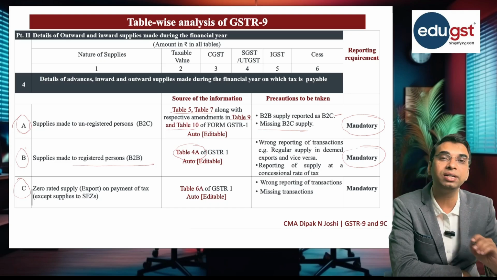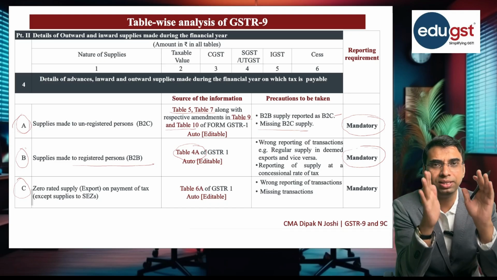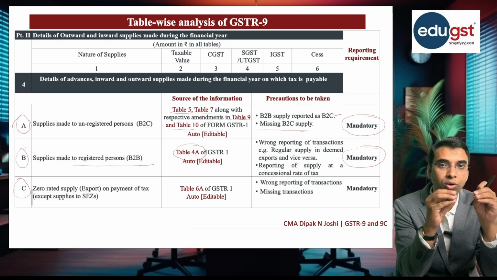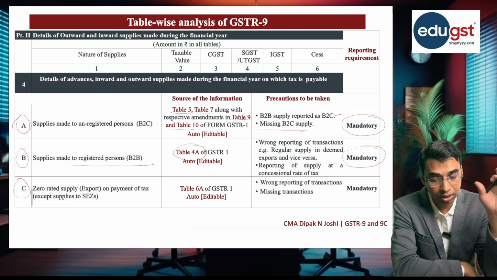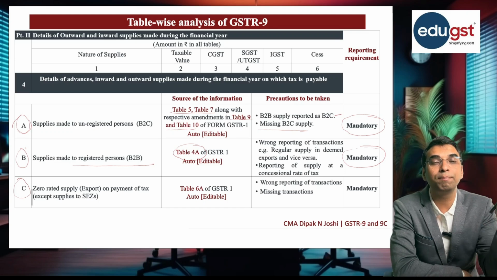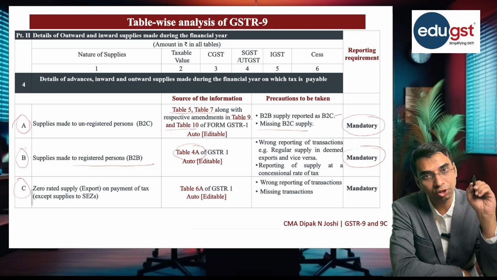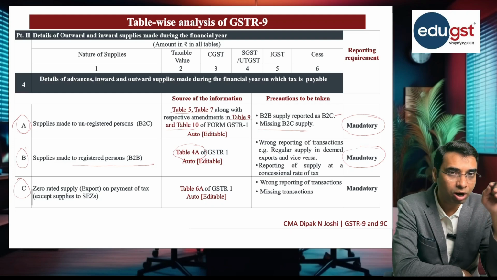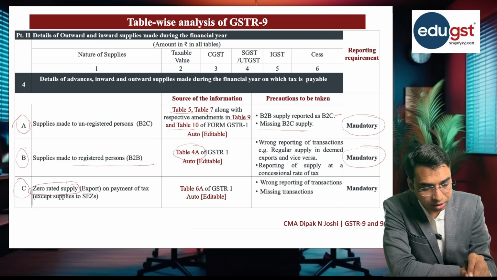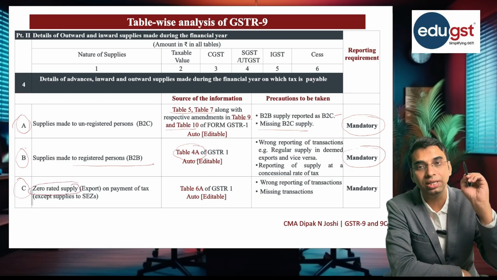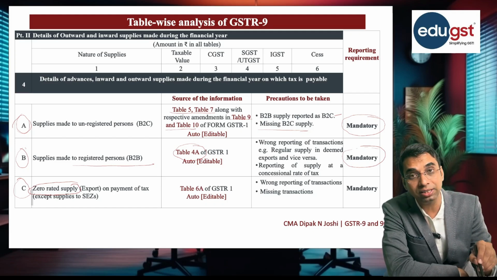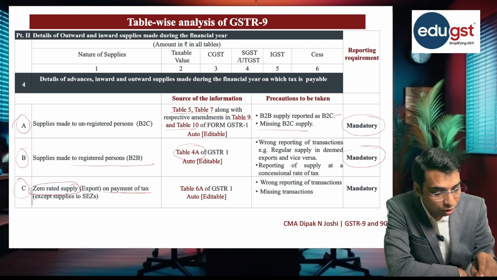Third is zero rated supply. Now what is zero rated supply? Zero rated supply is a special concept, a special levy under the IGST Act. Zero rated supply includes two types of supply, export and supplies to the SEZ. So in case of export or supplies to the SEZ, those transactions are known as zero rated supply. Now in table 4C, you just require to report the transaction of zero rated supply export on payment of tax.